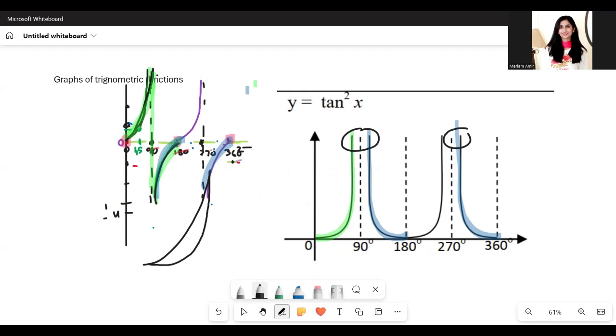There's no asymptote over here. I don't know why I've done that. There's no asymptote here. Okay, that's all from the graphs of trigonometric functions. We're going to do the past paper questions in class.